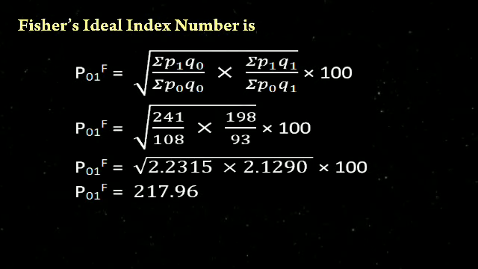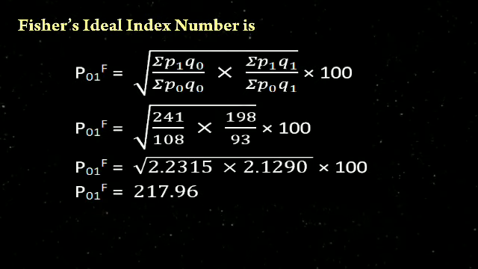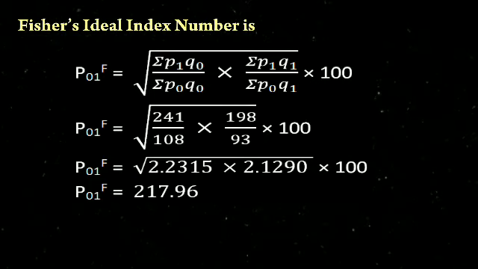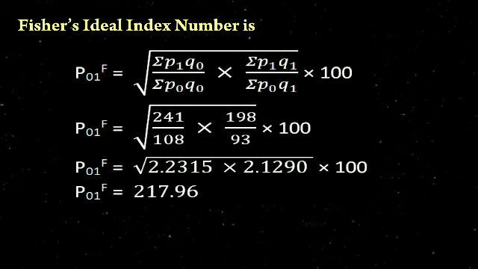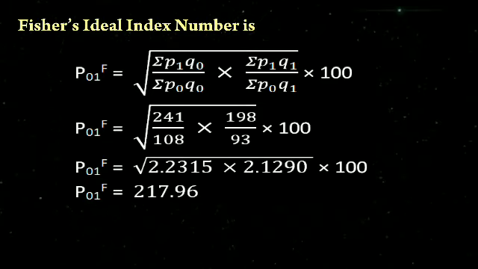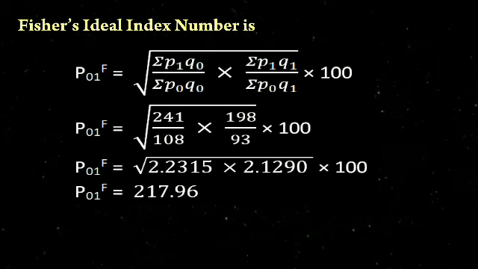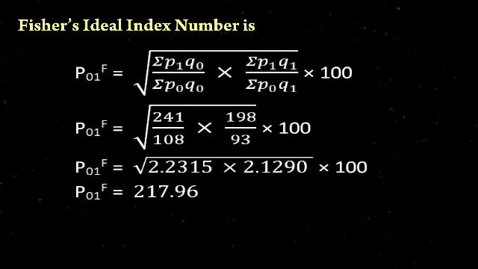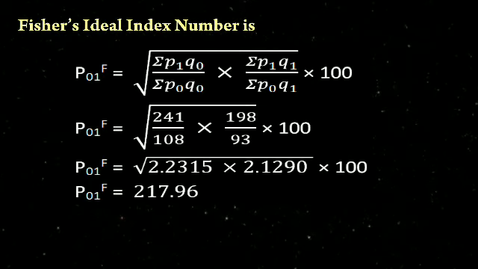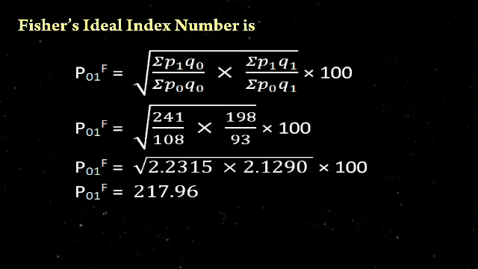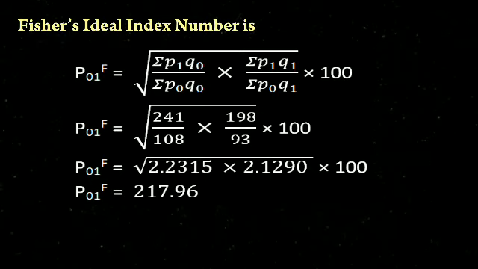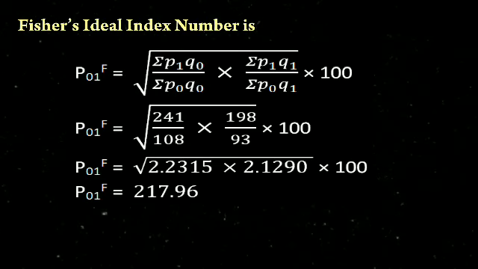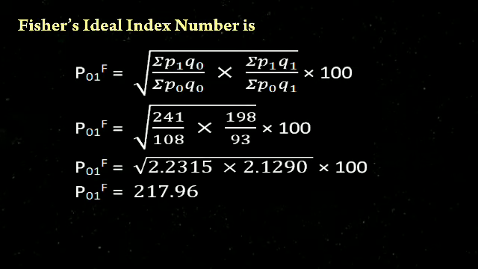After that, compute Fisher's index number. Fisher's ideal index number is P01 of F equal to square root of Laspeyre into Paasche's formula. So Laspeyre is sigma P1 Q0 divided by sigma P0 Q0 into sigma P1 Q1 divided by sigma P0 Q1 and multiplied by 100. That 100 lies outside the square root, which will not come inside the square root. Be careful. After that, substitute in the formula, that is equal to square root of 241 by 108 into 198 by 93 and multiply the formula by 100.